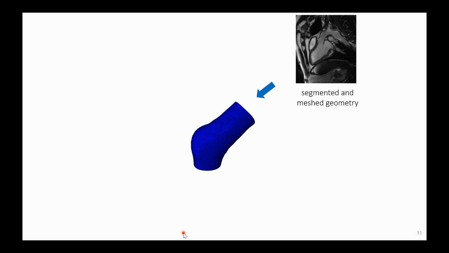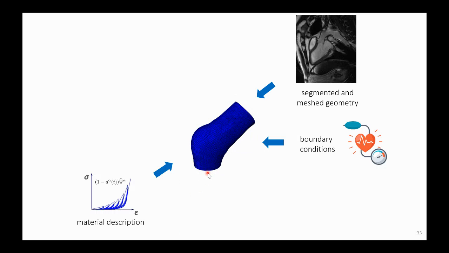And I think, well, many of you are actually numerical analysts, so you know that a lot has to go into a numerical model to be able to make it as reliable as possible. Obviously, the segmented and the mesh geometry, the boundary conditions in terms of blood pressure, but also in this case, the axial pre-stretch and how it's attached to the environment.